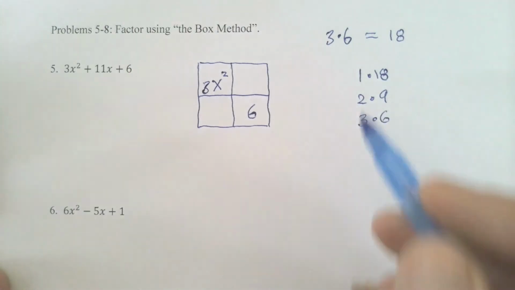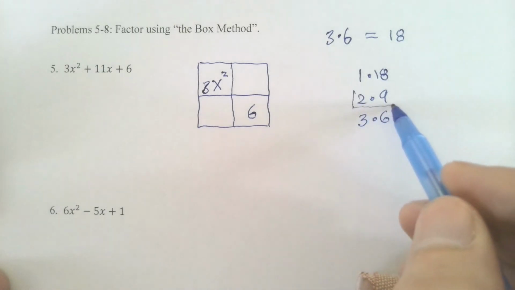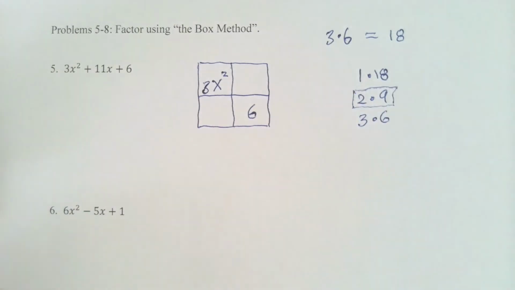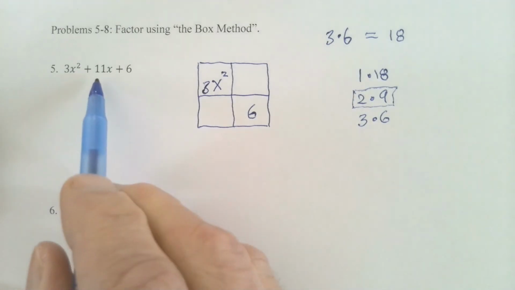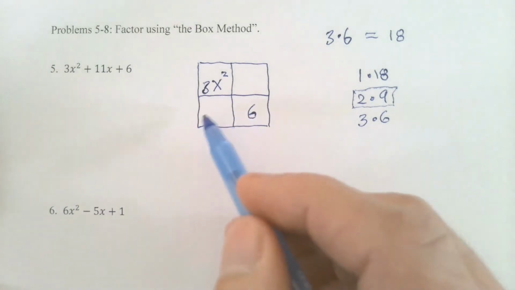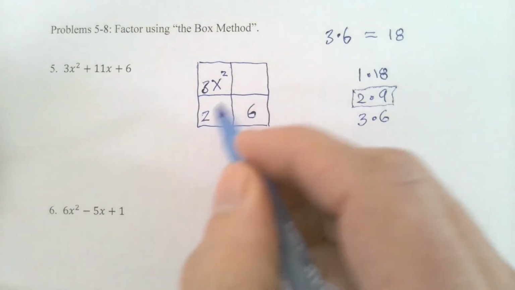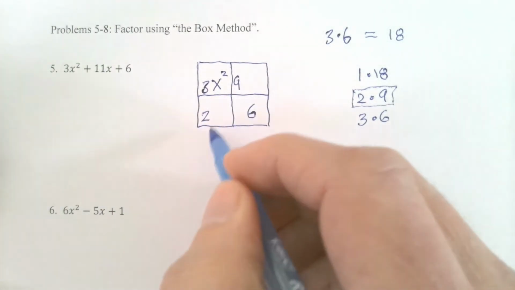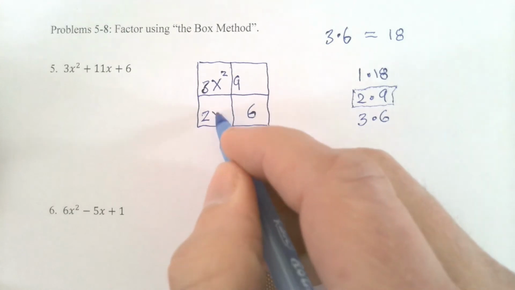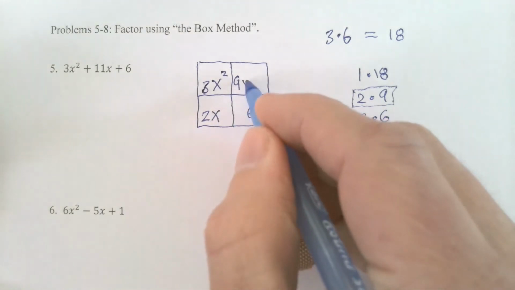What you want for this problem is the 2 and the 9, because they not only multiply to make 18, but they also add to make 11, the term in the middle. So put the 2 and the 9 in here, and it doesn't matter which one goes where. I'll put the 2 down here. I'll put the 9 up here. And if this is x squared, these are going to need x's, just x's on them.